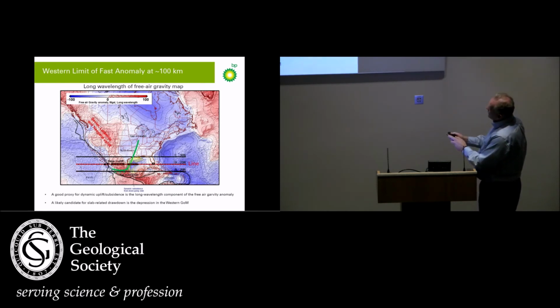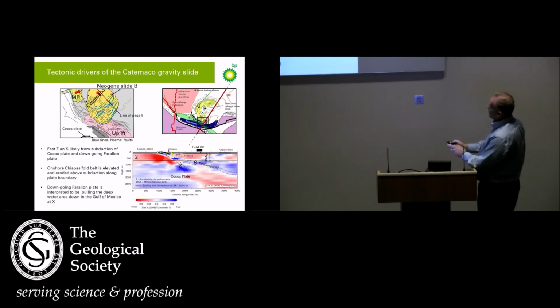So this line that I just showed you, this is the free air gravity map right here, and so you can actually map the edge of what we think might be the Farallon plate sitting right there, where you have that negative residual topography right there.